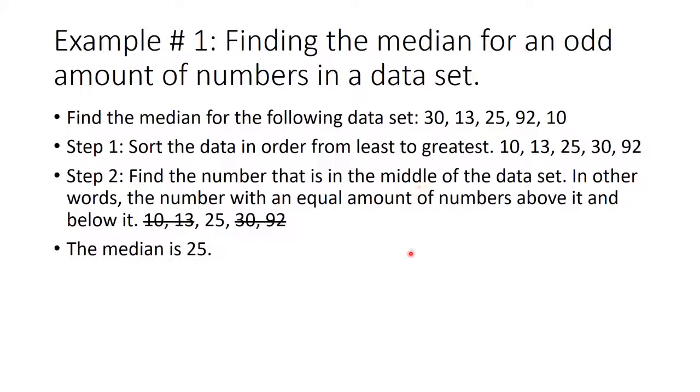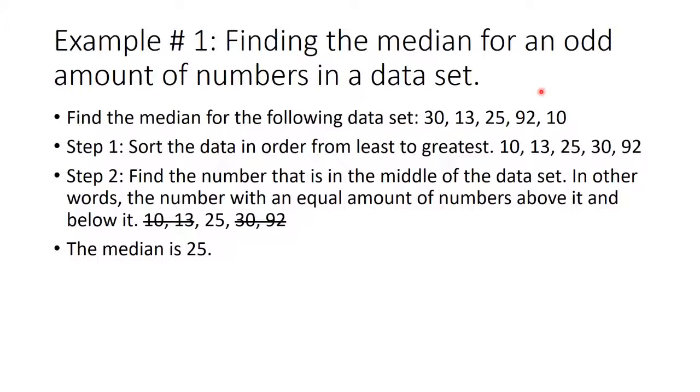Alright, so for the first example, number 1, I want us to focus on finding the median for an odd amount of numbers in a data set. The first thing you need to do when you're finding the median of a data set is determine if the amount of numbers is odd or even. Because if it's odd, you're going to take these steps, but if it's even, you're going to take a different set of steps that I'll explain to you later.